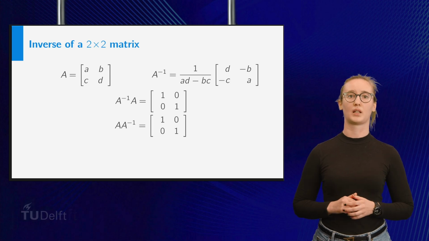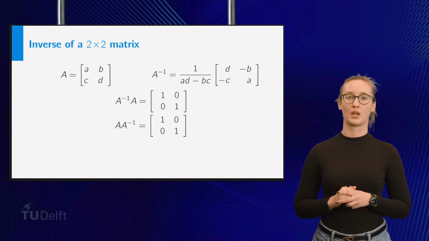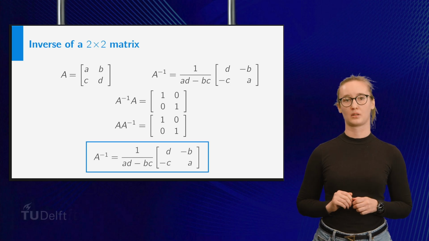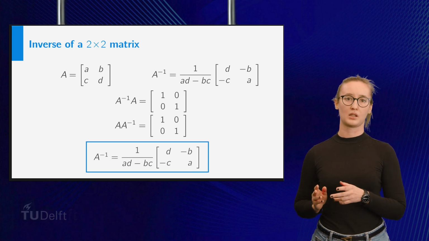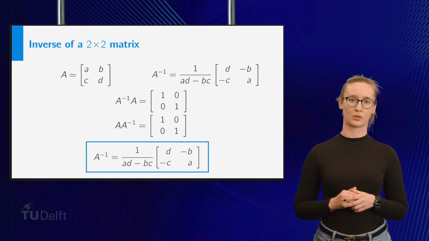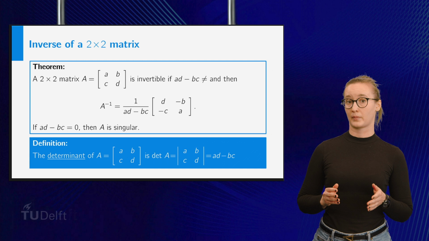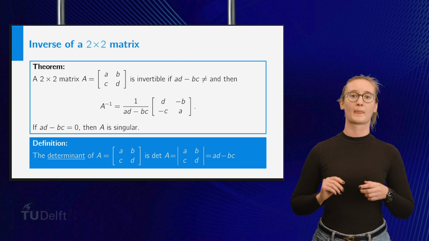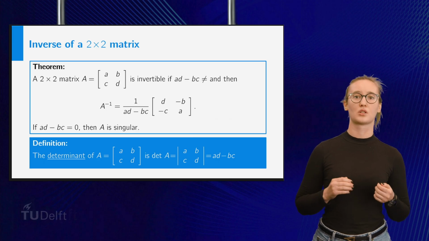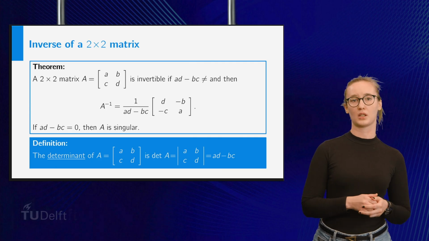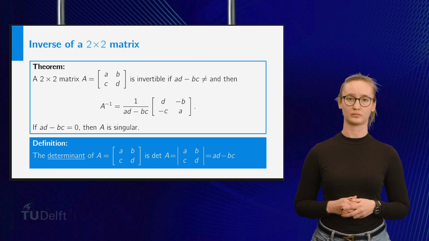You should however remember that we made an assumption that a times d minus b times c is unequal to 0, because you divided by this number. You should recognize this number. a times d minus b times c is the determinant of A. Now you know when a 2 by 2 matrix has an inverse. If a 2 by 2 matrix is invertible, the inverse can be found by the formula on the slide, and the quantity ad minus bc should not be equal to 0. If ad minus bc, the determinant of A, is equal to 0, the matrix is called singular.